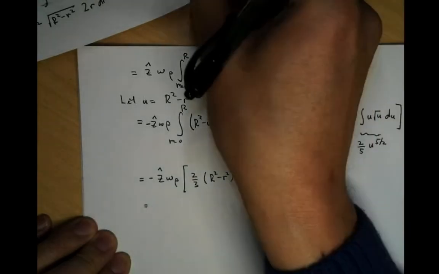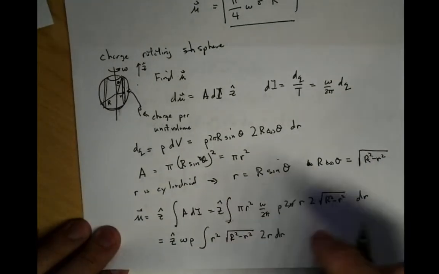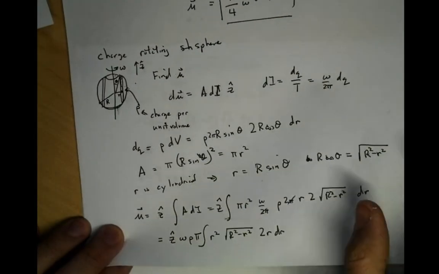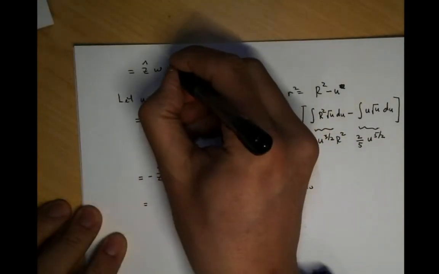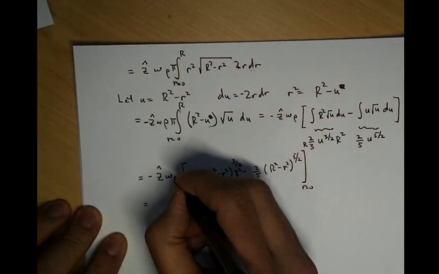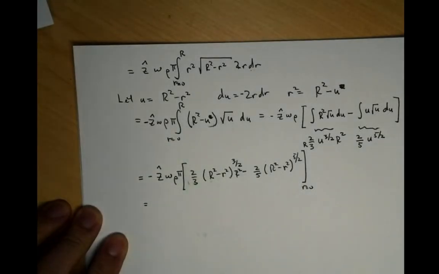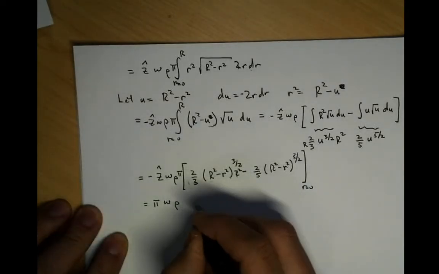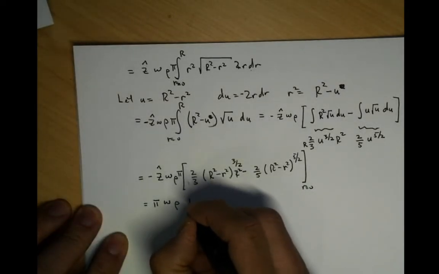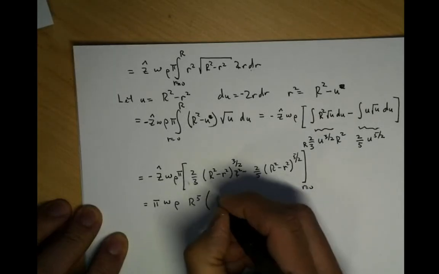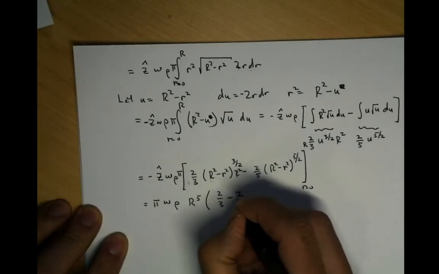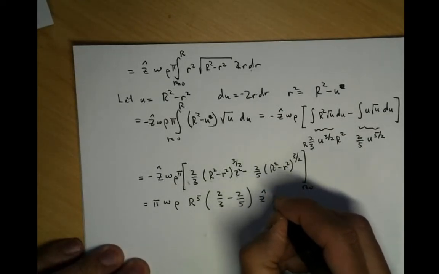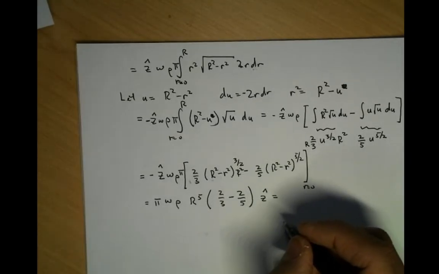And so we get basically, and I'm missing something. I missed a pi somewhere. Oh, where's the pi? I missed the pi right there. So there's a pi. There's a pi. There's a pi. And I'll finish it off. Pi omega rho. Okay, the sign got flipped. R to the 5th now. 2/3 minus 2/5. Look at that. All right. All that work. Z hat direction.